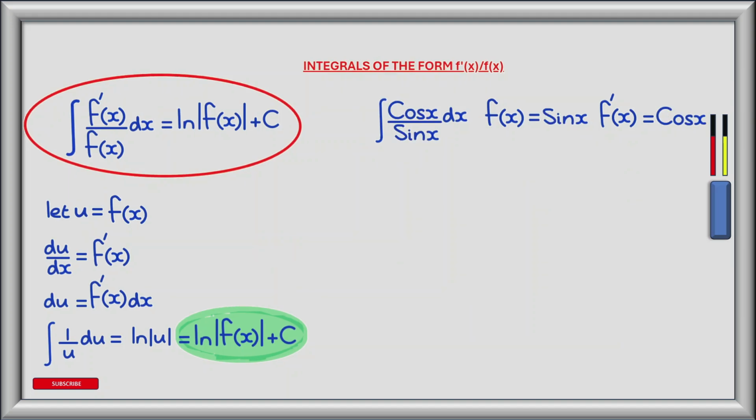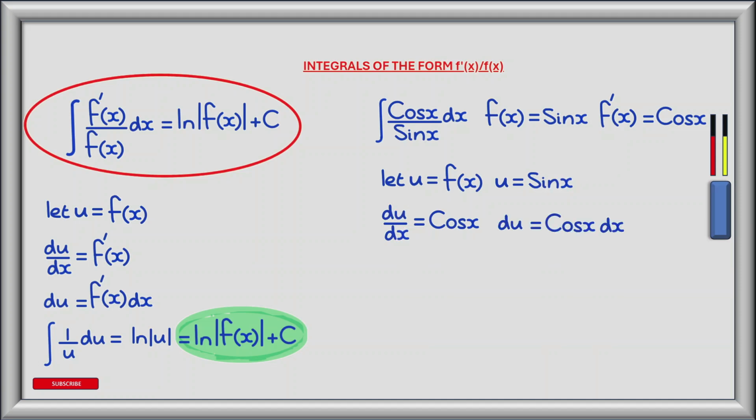So in our second example, we have the integral of cos x divided by sin x dx. So in this case, f of x, the denominator, is equal to sin x, and f prime of x, so the derivative of sin x, is equal to cos x, which is the numerator. So now if we let u equal f of x, so the denominator, u is equal to sin x. The derivative of u with respect to x, so the derivative of sin x with respect to x, is cos x. It therefore follows that du is equal to cos x dx.